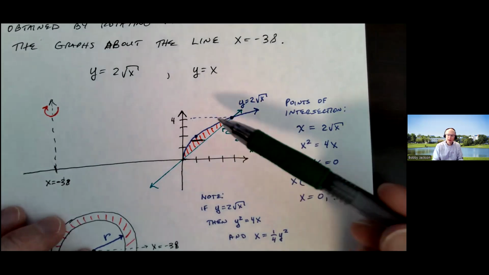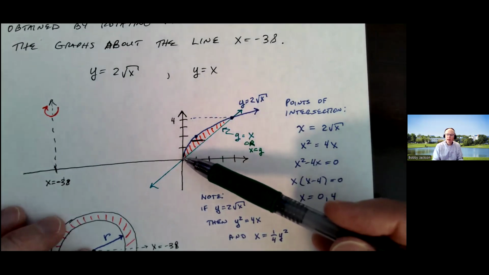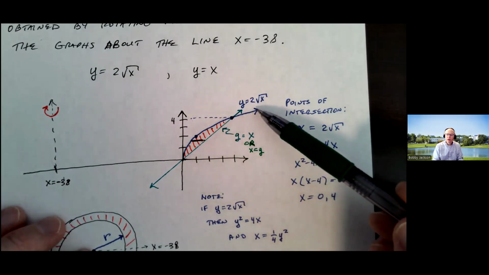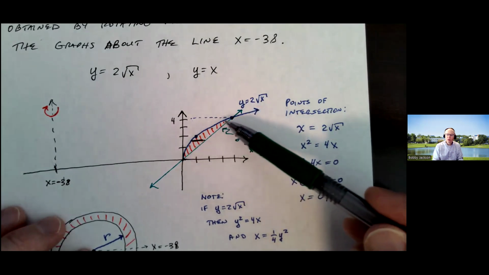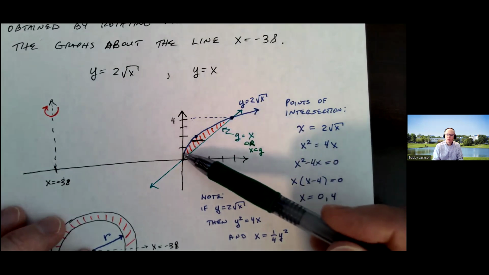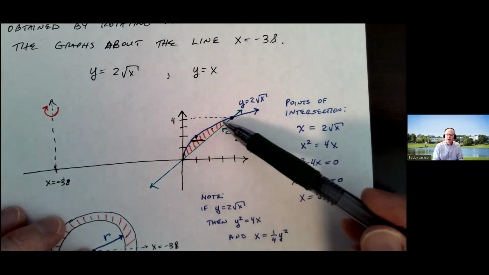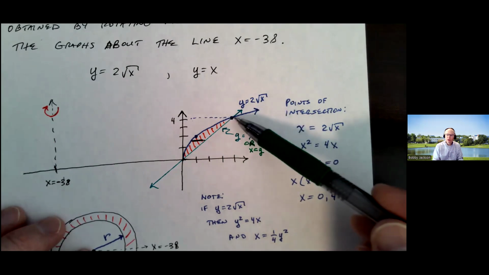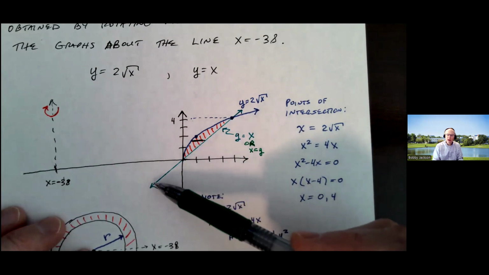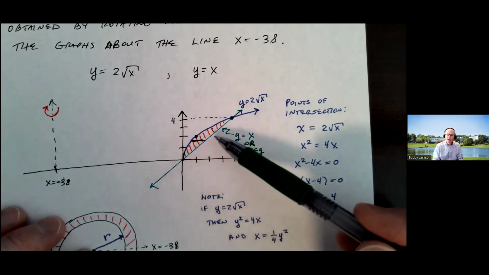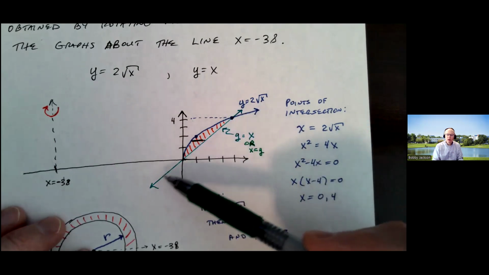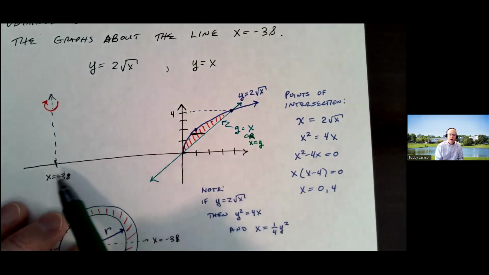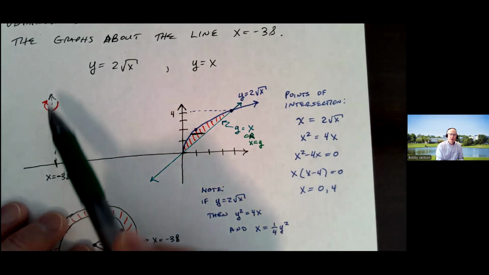And here is the graph of y equals 2 times the square root of x. It's just a vertical stretch of the square root of x function. So at 1, it's equal to 2. By the time we get to 4, it's equal to 4, since the square root of 4 is 2, and 2 times 2 is 4. And then this is the line y equals x. Now, way out here, probably not to scale, is x equals negative 38, this vertical line.